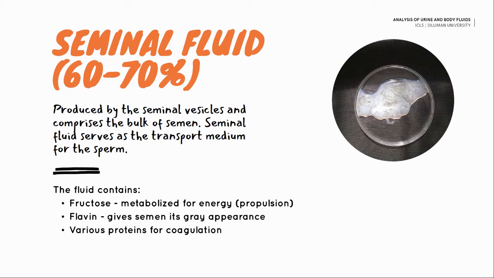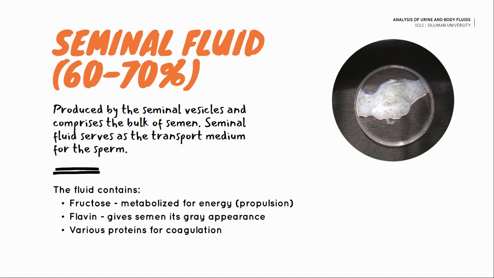So that they can propel or move in the seminal fluid. Again, the main source of energy for the sperm cell is fructose. It is also responsible for allowing the sperm cell to move or to propel. Now, what gives the semen its normal appearance, pearly white or gray, will be discussed later on.